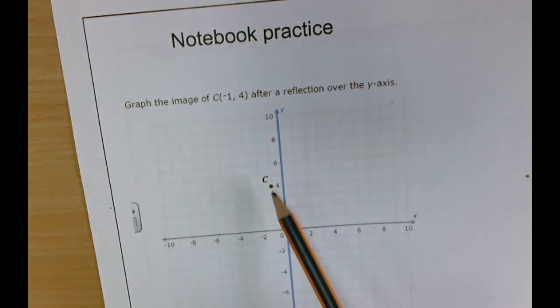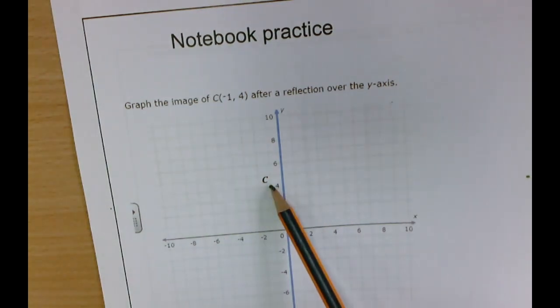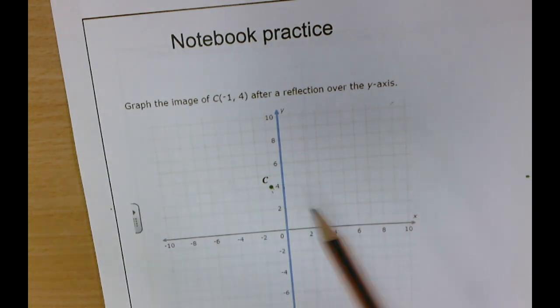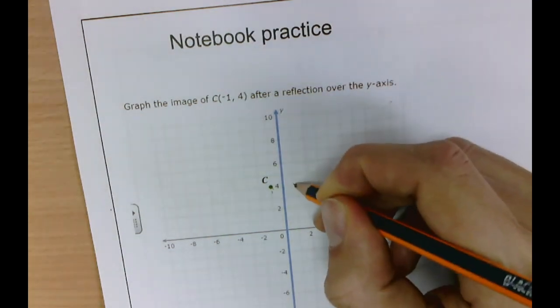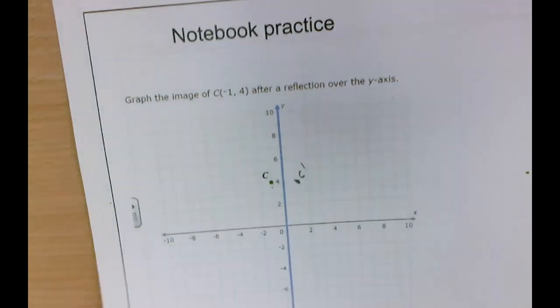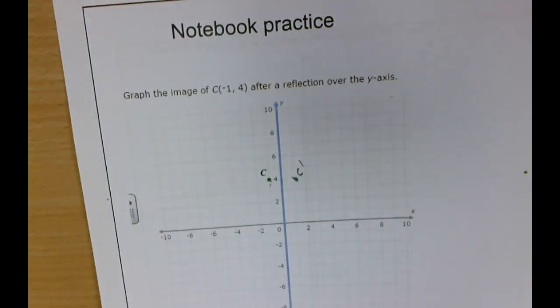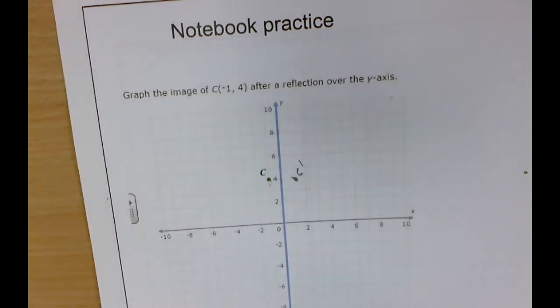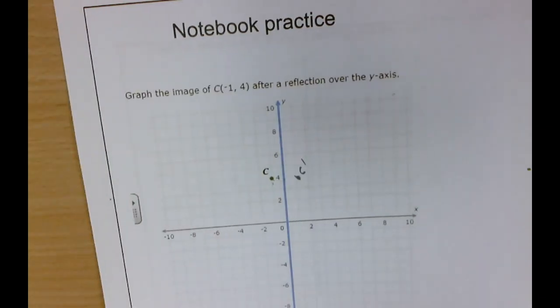So we'll put our pencil on C, and we're going to count over to the y-axis. 1. Now, from here, we will go one more point. 1. And then we're going to label it C prime. If you remember from our original definition, it says every point is the same distance from the central line. And that's true in this case. Congratulations, you reflected point C.